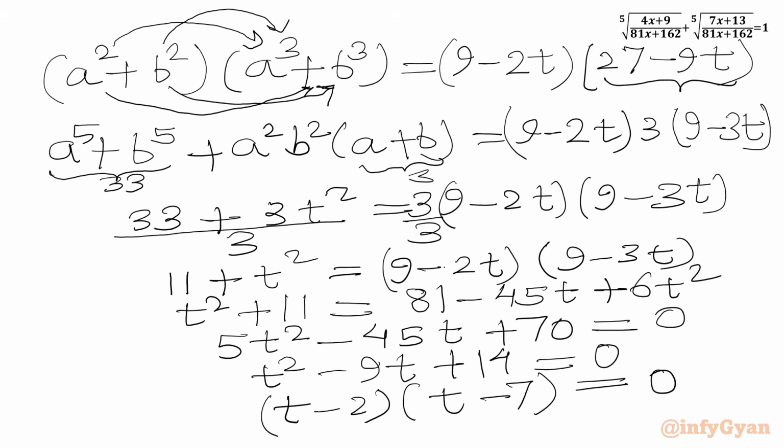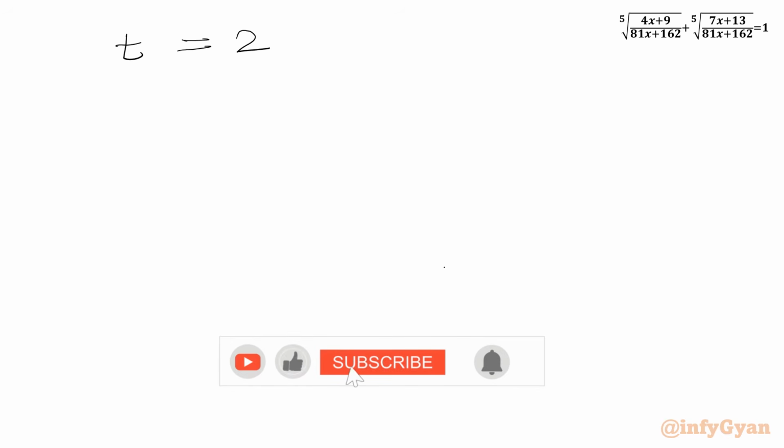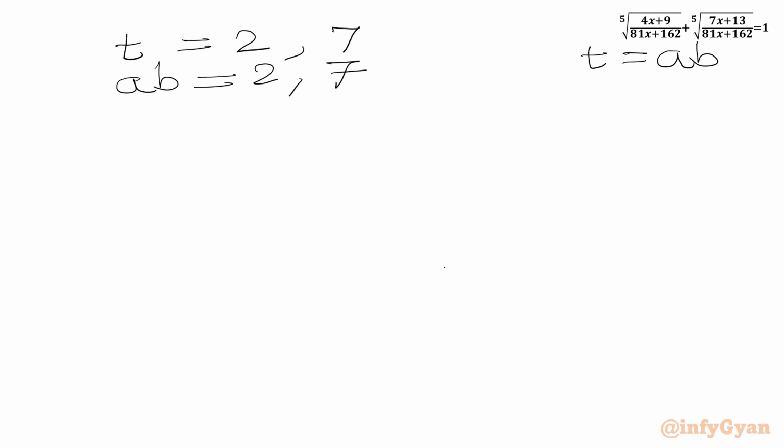Using the product 0 rule, we will write either t minus 2 equal to 0, so t equal to 2, or t minus 7 equal to 0, so t equal to 7. Now t was a substitution, it is equal to ab. So we will write here ab equal to 2, ab equal to 7.